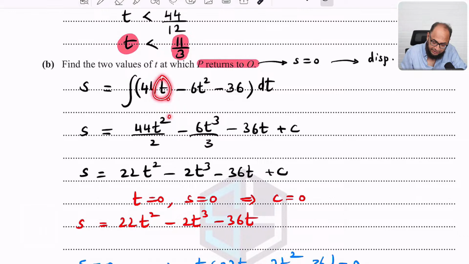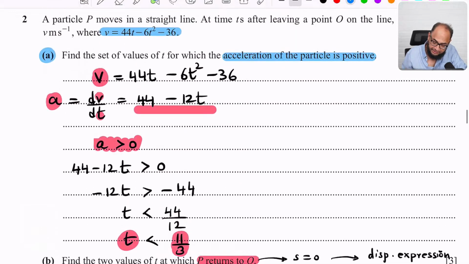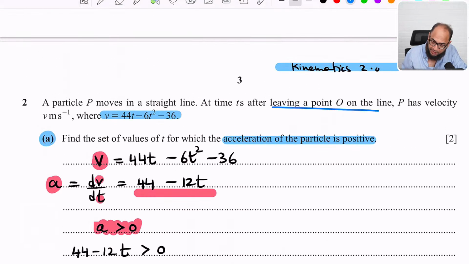This t becomes t square over 2. This t square becomes t cube over 3. This constant gets a t attached to it. And 44 over 2, that's 22. And you have a constant of integration c. Now, how did I get this? That is, t is 0, s is 0. Where did I obtain this? I obtained this from here.